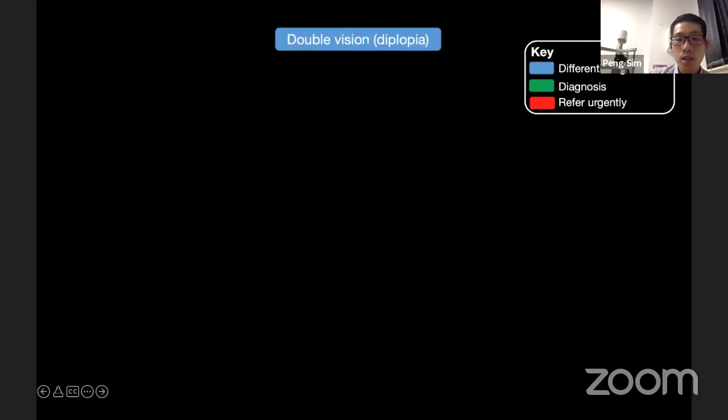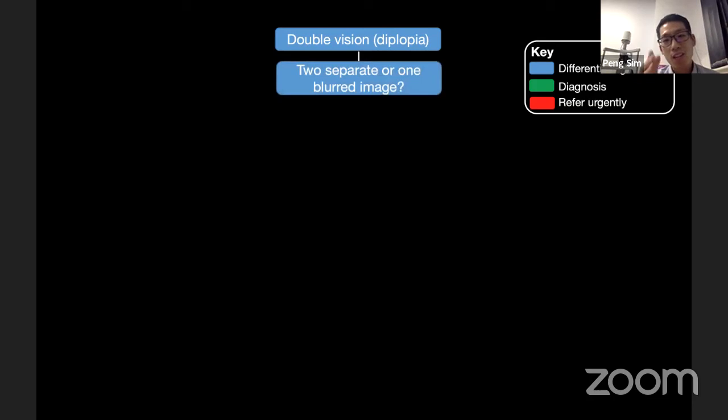So the last one is double vision, diplopia. This one is actually quite important because it sometimes has life or death implications, especially in the context of a third nerve palsy. To start off, we like to clarify with the patient whether what they're experiencing is truly double vision, whether they're seeing two separate images, or whether it's just really blurred vision.